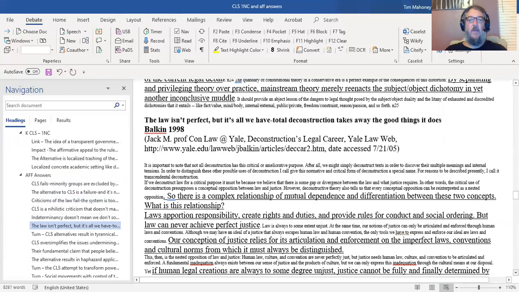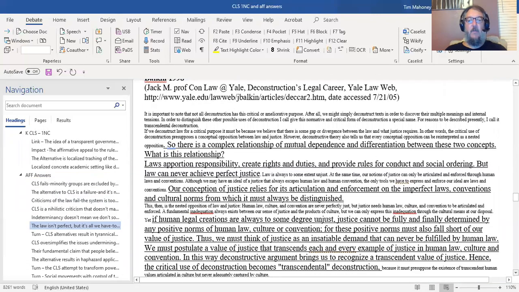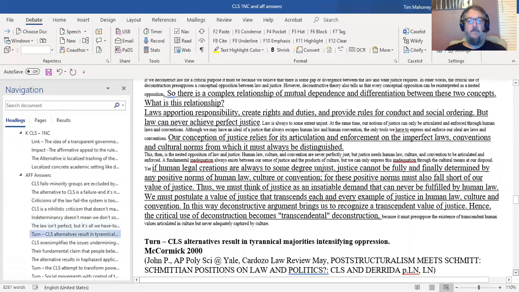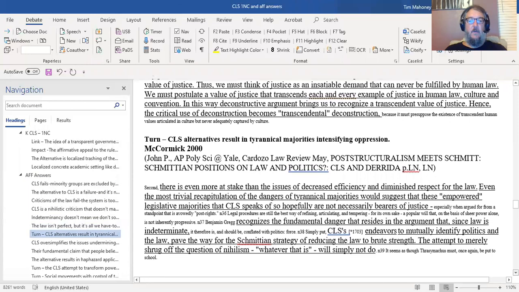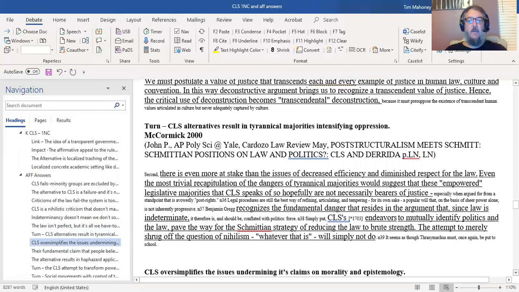The Balkan evidence is one of these examples that relies a little bit on pragmatism and kind of leads us down that path toward the anarchy type arguments, that democracy may not be the perfect system, but it's the best that we've come up with so far. And in this way, if the alternative is no law or indeterminate law, we're better off with indeterminate law. And the McCormick evidence that it just creates a different type of tyrannical majority, which also would increase oppression.